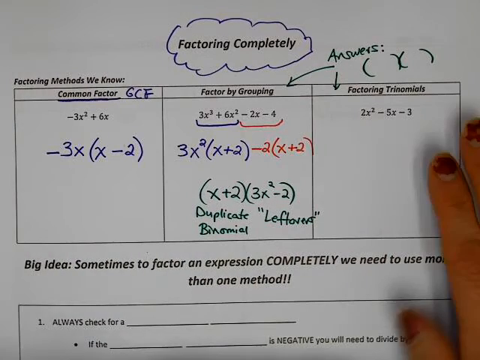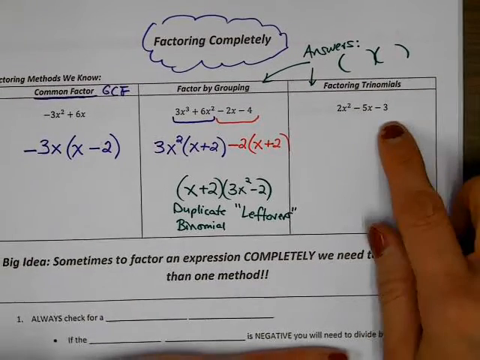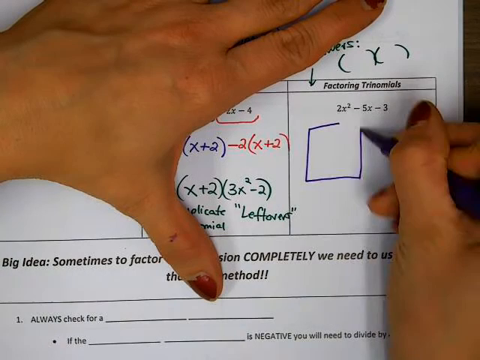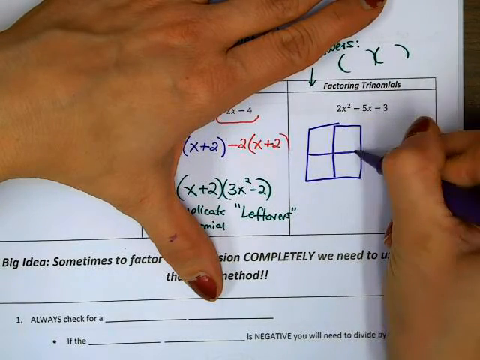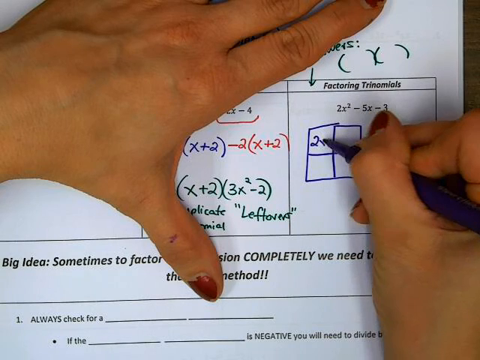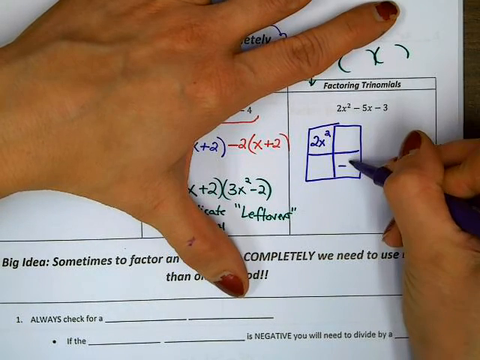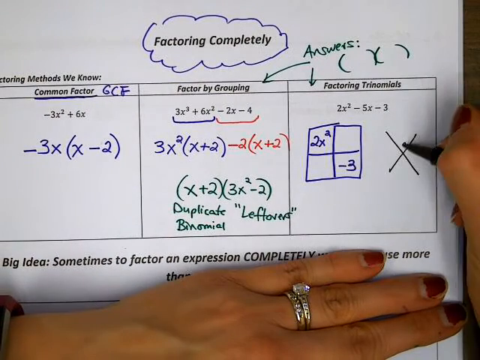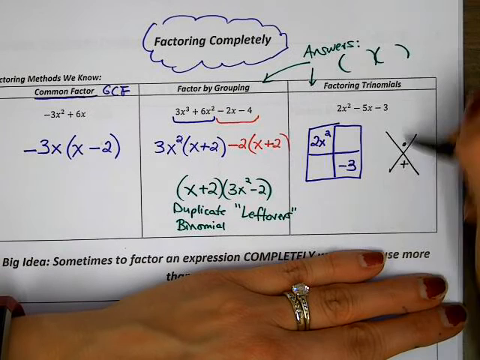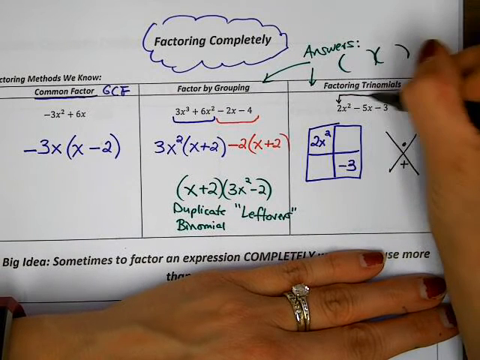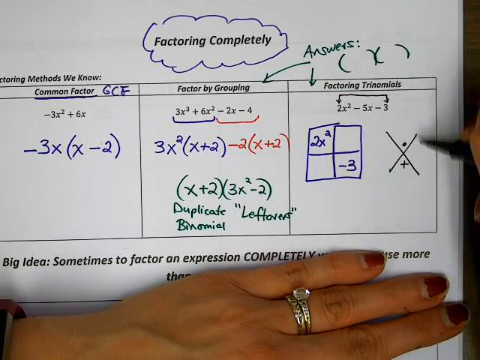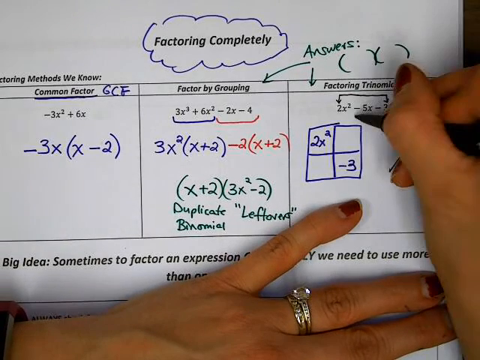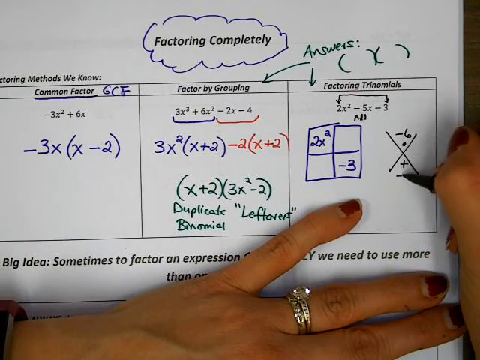Okay, and then the last kind of factoring that we learned was factoring trinomials. And the way that a lot of us like to do this was the box method. So we draw 4 squares. The first term goes in the first box, the constant goes in the last box, and then we had to come over here and figure out the multiply and the add number. I multiply the leading coefficient with the constant. 2 times negative 3 is negative 6. Some people like to just multiply those numbers. And then the add number comes from the middle right there, negative 5.